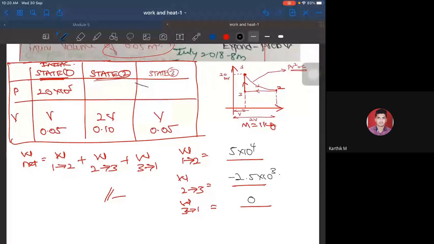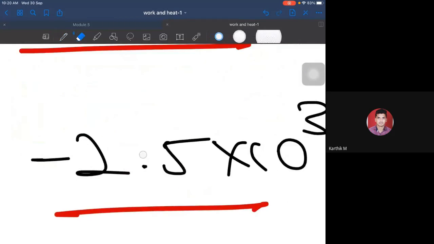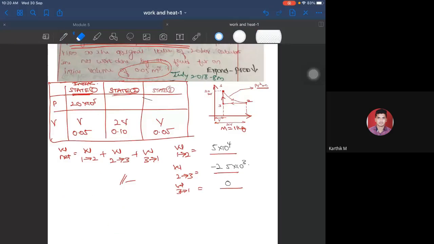Work done from 2 to 3 is minus 25 kilojoules. Okay, minus 25 kilojoules. It's not 2.5. Rest is fine, sir. Okay. Shall I change this as 50 into 10 to the power of 3 so that it will be convenient? Yes. I can write this as 50 kilojoules of work, which is positive, and this as minus 25 kilojoules of work, which is negative. And 3 to 1 is 0 because it is an isochoric process.